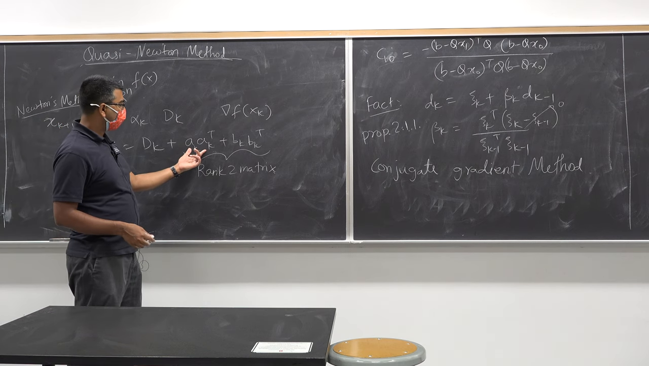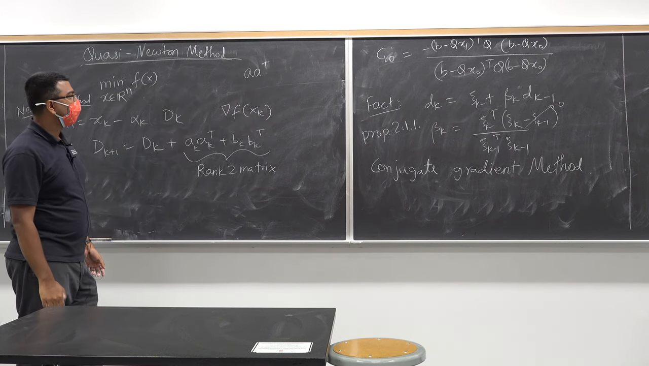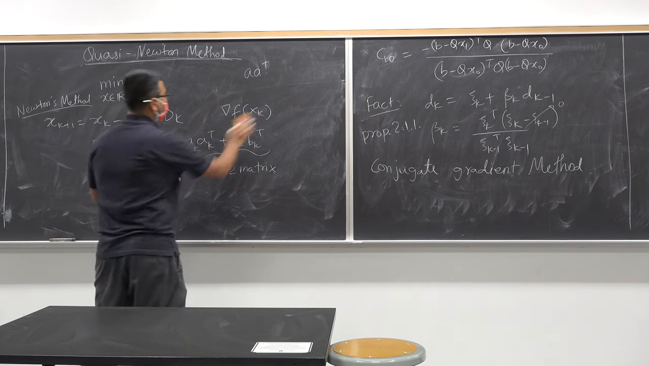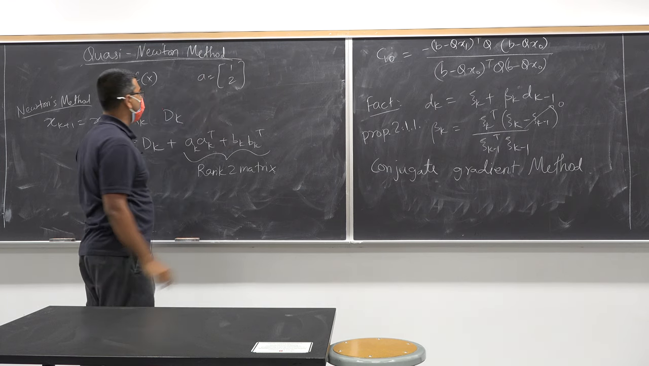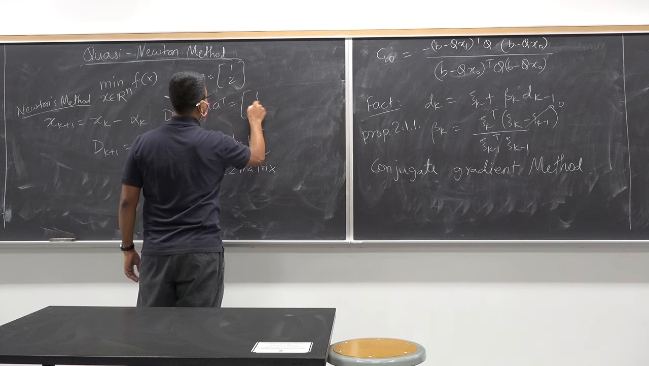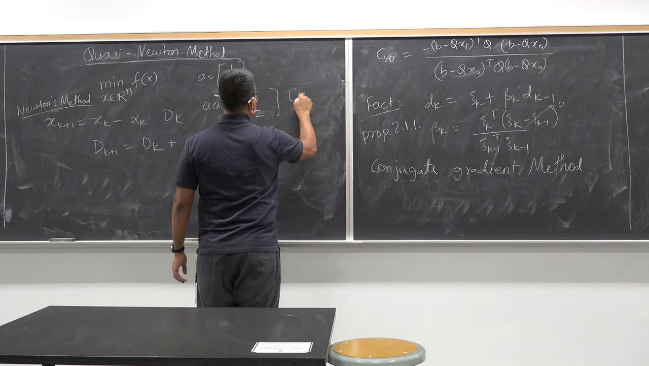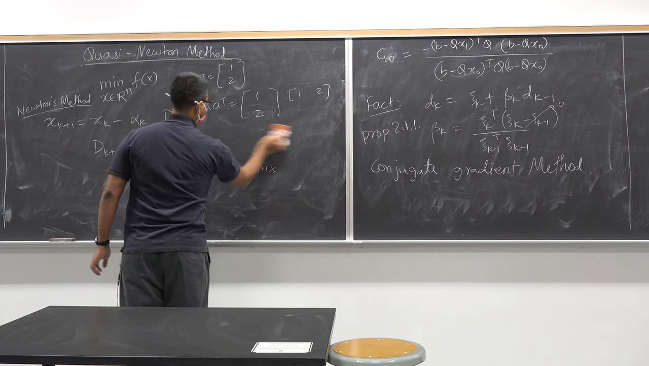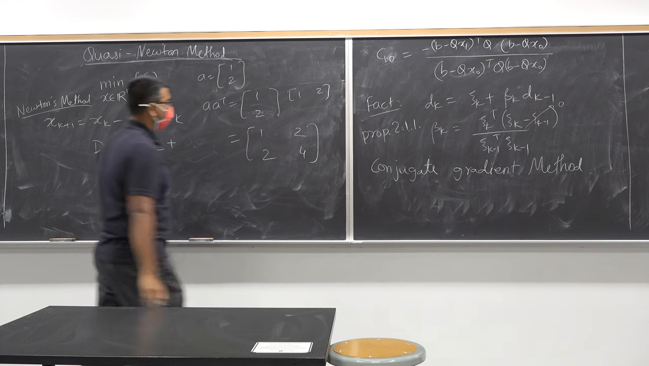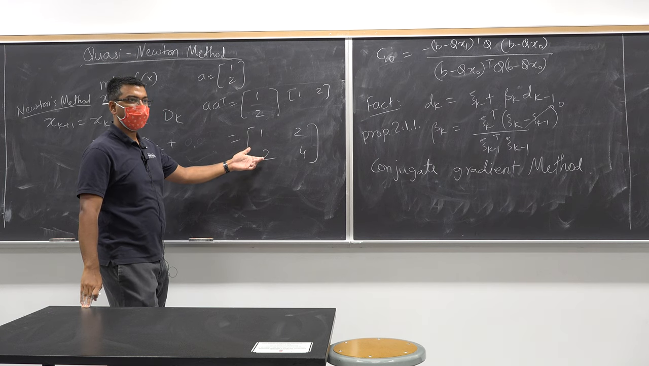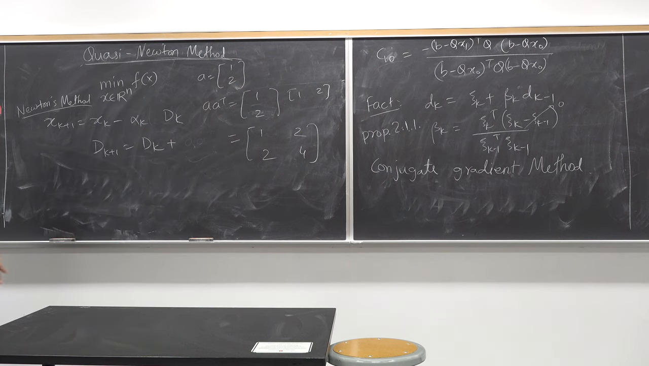Okay, so why is this a rank 1 matrix? Let's look at the vector 1, 2. What is a a transpose? One, two, two, four. How many linearly independent columns does it have? Only one, right? So it's a rank one matrix. This is true for any dimension. I'm just demonstrating it in two dimensions.